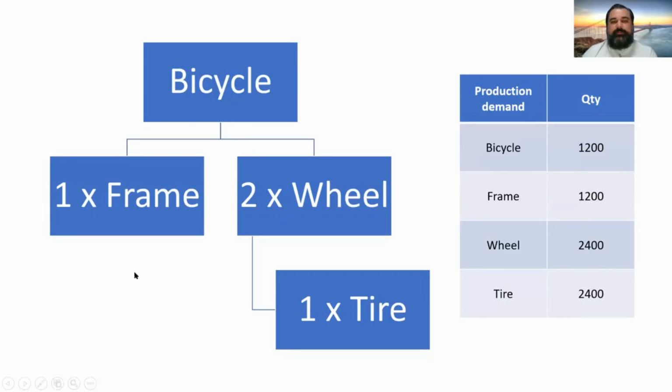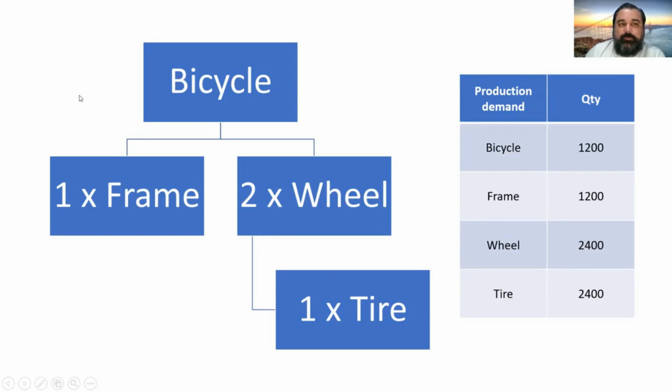So here we have an example of a very simple, simplified version of a product. Our final product is a bicycle, and our bicycle is made of a frame, one frame per bicycle, and wheels, two wheels per bicycle. The wheel is composed of a tire. So you can call these the BOM or bill of material.